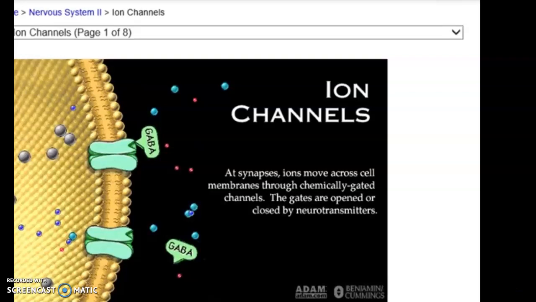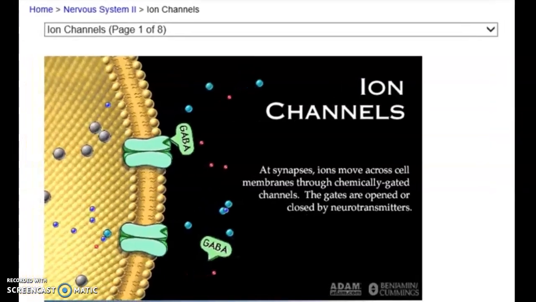Okay, let's go ahead and continue to talk about the ion channels and whether something is excitatory or inhibitory, by introducing a concept called excitatory postsynaptic potentials versus inhibitory postsynaptic potentials. We call those IPSPs or EPSPs. All right, but back to this.